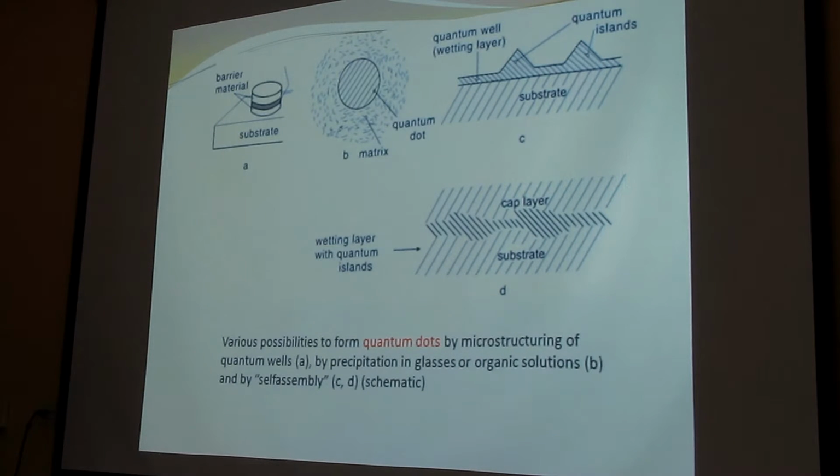Next step, quantum dots. How can you produce quantum dots? Either you go again to lithography and you produce such pancake-shaped dots.